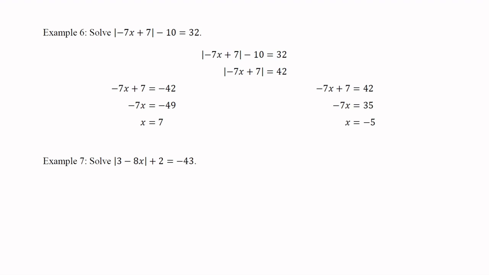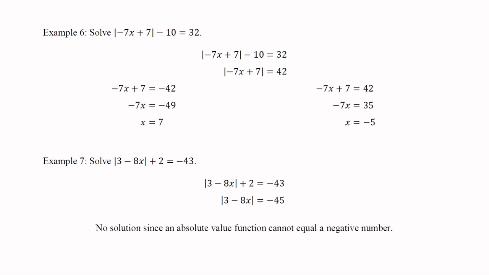In this example, we have to isolate the absolute value first by subtracting 2 from each side. Then this is the point where we will split up our equation into two parts. But if you notice, we have an absolute value expression equal to a negative number, which cannot happen. We cannot have an absolute value of something equal a negative number because the absolute value of anything is going to become positive. So we would have no solution since an absolute value function cannot equal a negative number. So you would just simply write no solution.